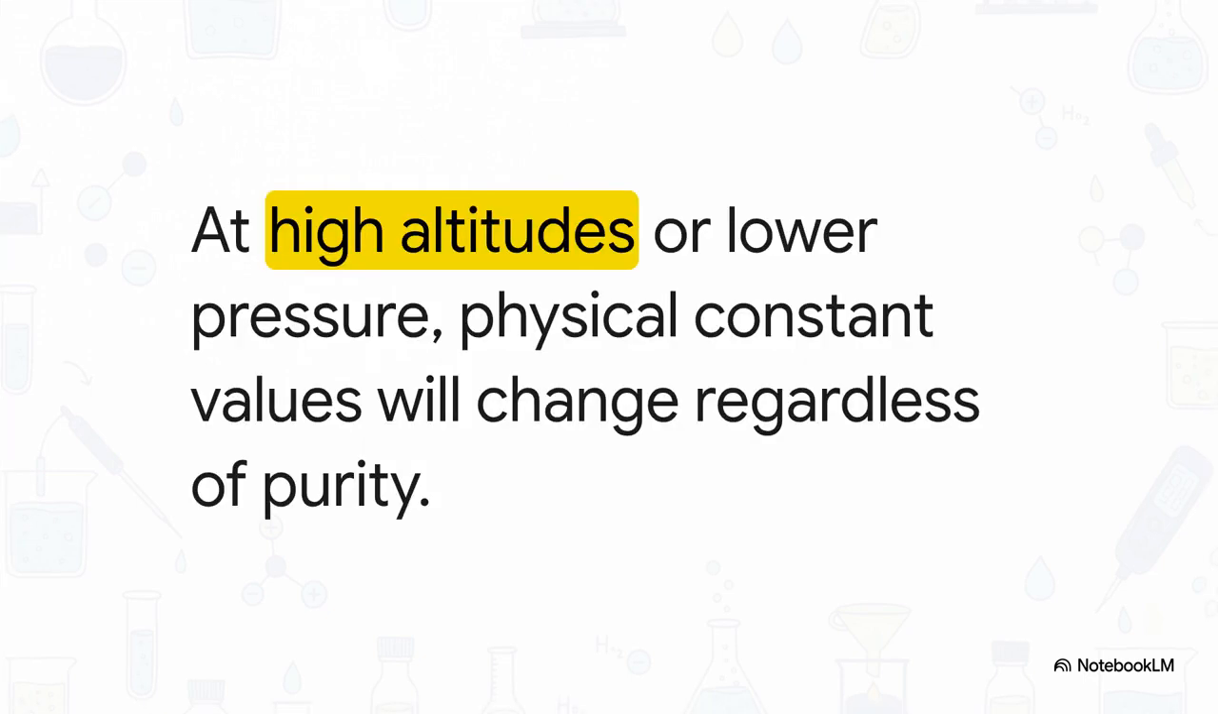But wait, we have an exception alert. At high altitudes or lower pressure, the boiling and melting point values of water will change, regardless of purity. इसका मतलब ये है कि अगर आप किसी पहाड़ पर हैं, at a very high altitude, जहाँ atmospheric pressure naturally कम होता है, वहाँ pure पानी भी 100 degrees पर boil नहीं होगा. So altitude and atmospheric pressure are huge variables. Always keep this in mind for those tricky board exam questions.